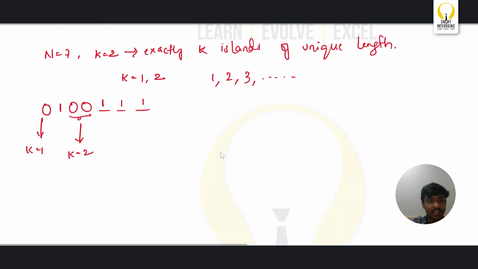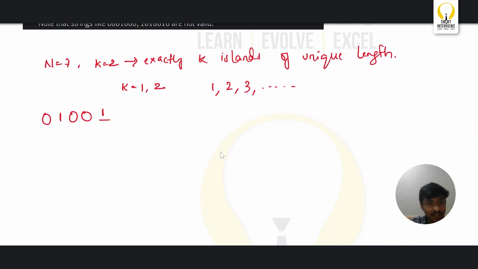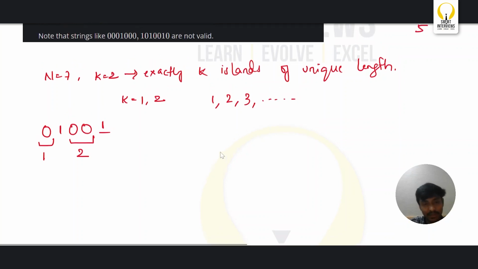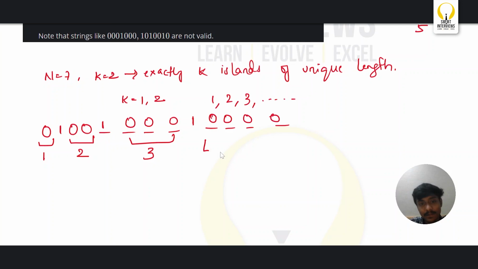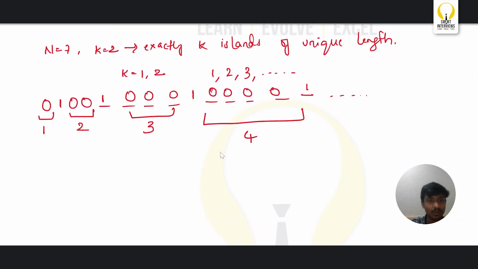So here, if you see, this is 1, right? This is 1 and this is 2. So if I want to put one more island here, what will be that length? It is 0 0 0 and the length is going to be 3, and of course you are going to place a 1 here, and if I want to take a fourth island, it is going to be 0 0 0 0 and it is 4, and you'll place 1 and so on.